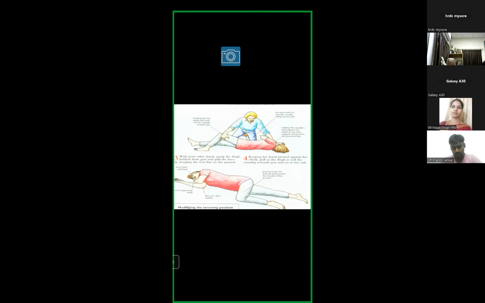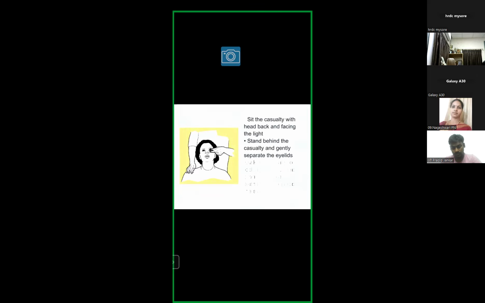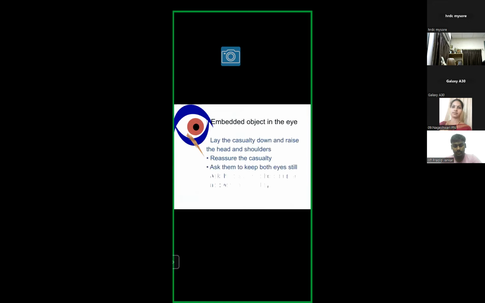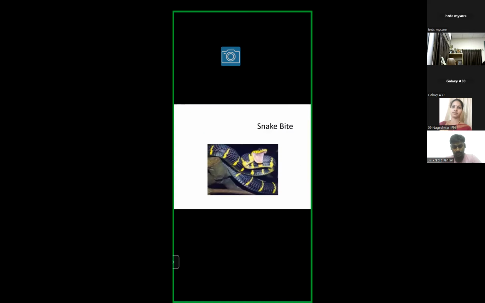The step-by-step method of turning the casualty to the recovery position. There is a video related to that. So this is about CPR, and this is about the various other steps related to CPR. This is about eye-related injury. I will not be taking this now. Probably tomorrow, if it is required, we can take it.